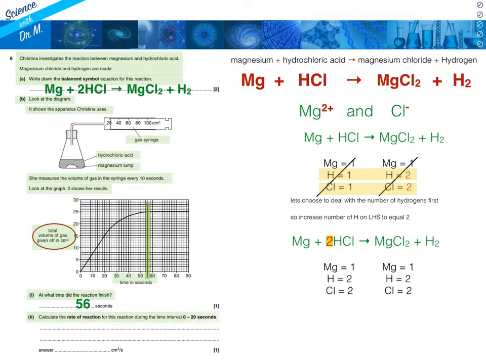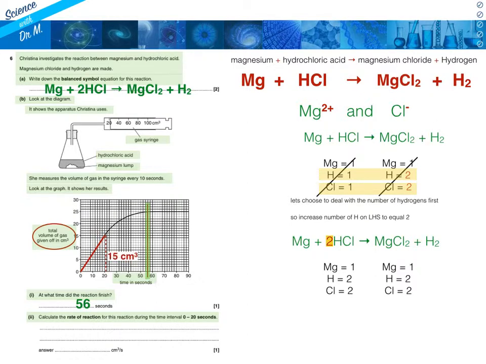Okay, next part. Calculate the rate of reaction for this reaction during the time interval from 0 to 20 seconds. So they've given us a specific part of the curve to look at. Well, it's a straight line part of the graph actually. From time equals 0 to time equals 20, I've marked it in red. Now, when we work out rates of reaction from graphs like this, we're trying to calculate the gradient, because that's going to give us the volume of gas given off per second, and that is the definition of your rate of reaction.